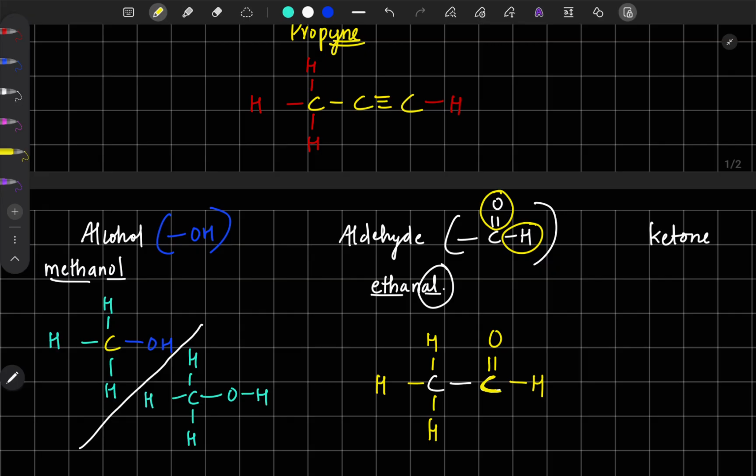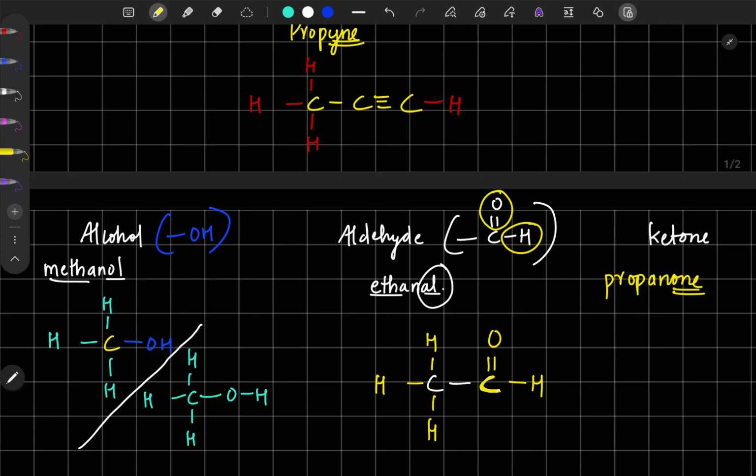Fine. Now move on to the ketone functional group. Let us take the example propanone. Okay, ONE means ketone functional group. Prop means how many carbon atoms are there? 3. So 3 I will draw in a straight chain. My first step is over.